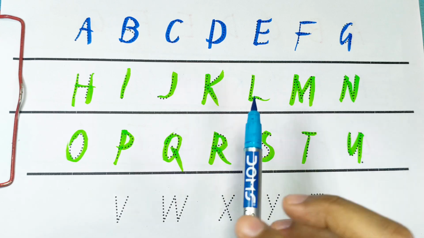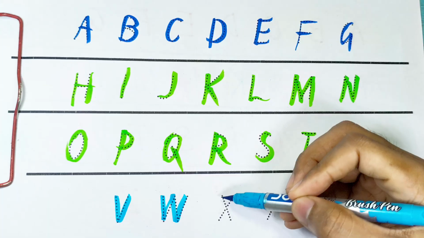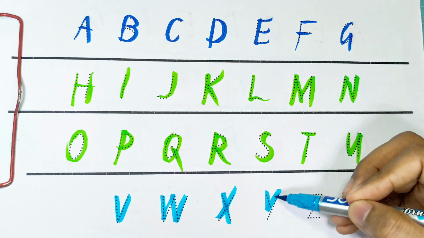Now using the color of sky blue color. V. The next one is W, X, Y, and the last one is Z.